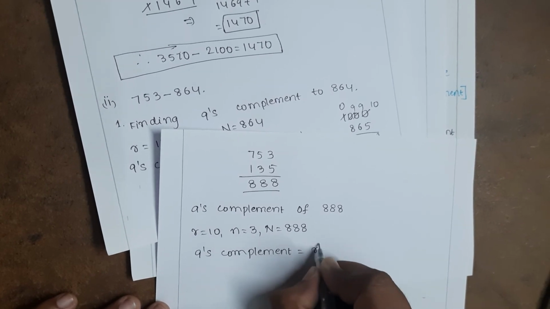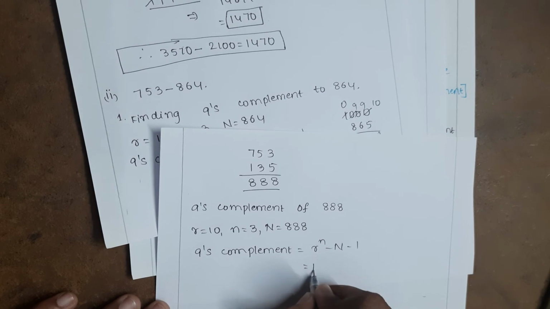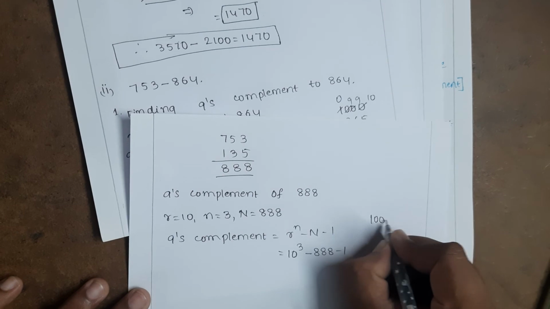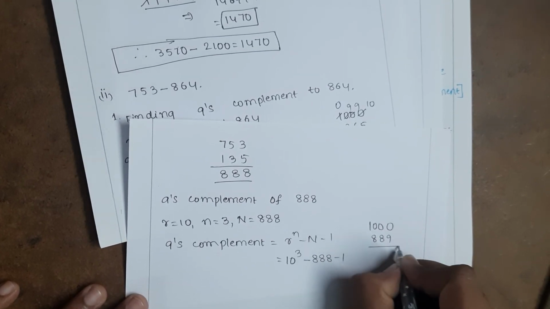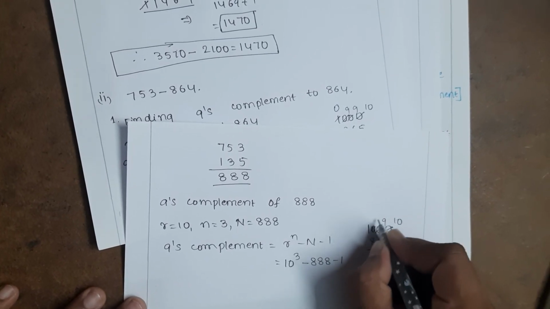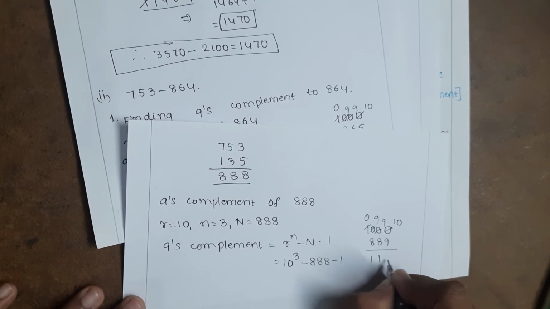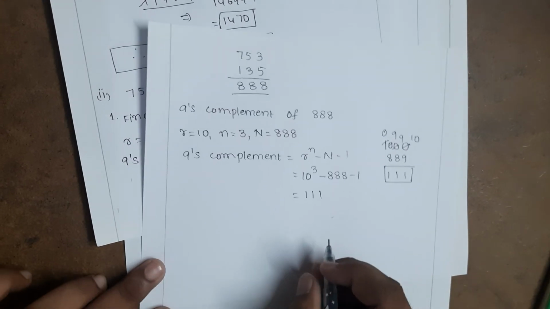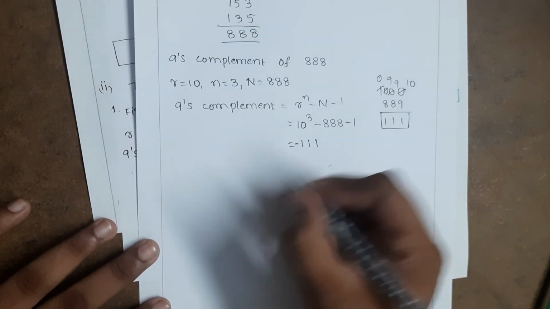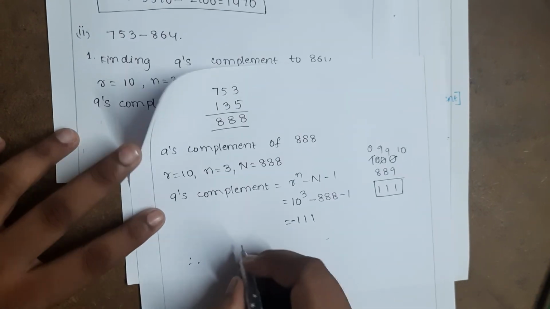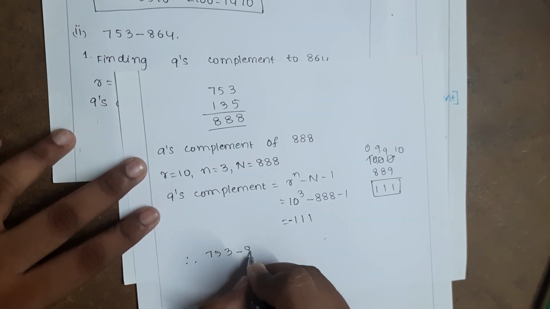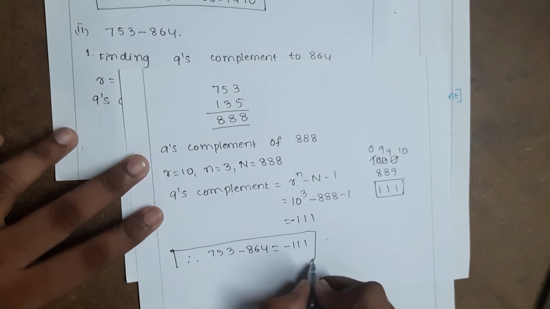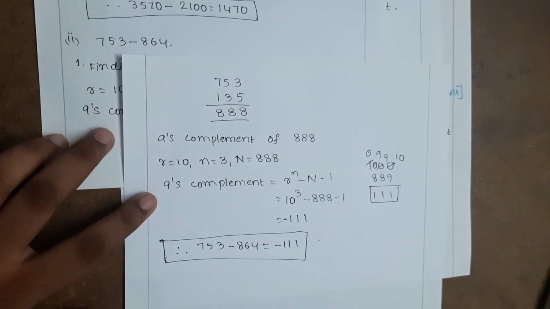The 9's complement is equal to r power n minus capital N minus 1, 10 power 3 minus 888 minus 1, 1000 minus 889, 111. So the result is 111, and we should place a negative sign before it, so it will become minus 111. Therefore 753 minus 864 equals minus 111. So in this way we got the result.